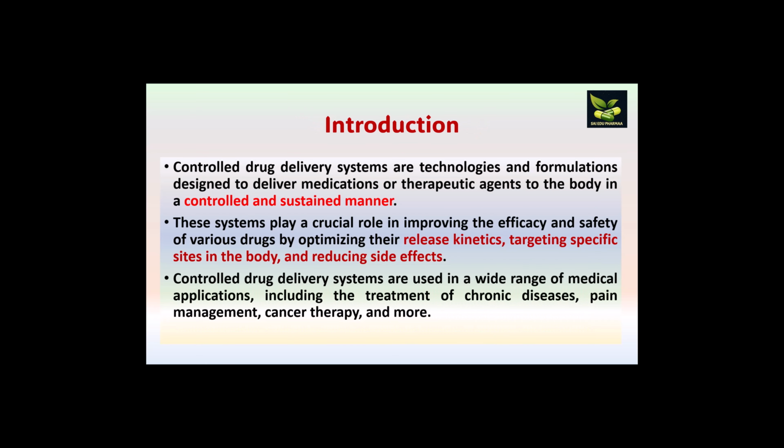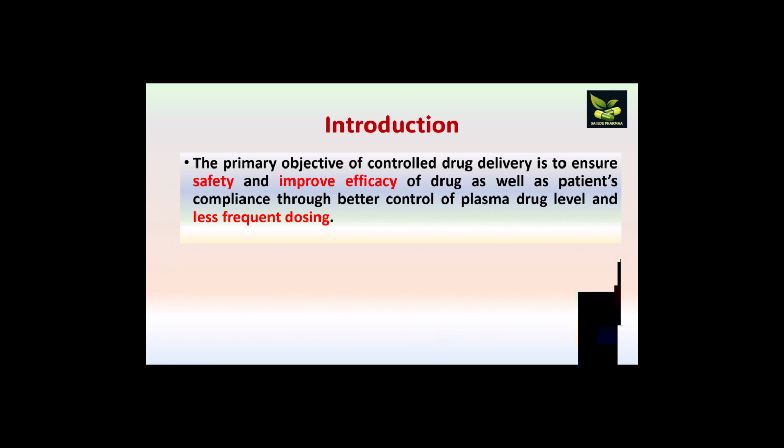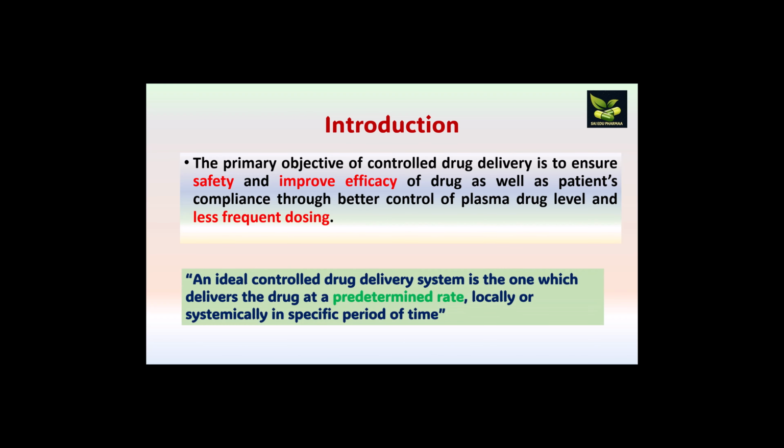So as we all know, what are control release systems? They are specially designed to deliver drug in a controlled and sustained manner, and this is achieved by controlling the release kinetics or by targeting specific sites in the body and thereby reducing the side effects. So the primary objective of these systems is to ensure safety and improve efficacy of the drug, as well as to achieve patients' compliance through better control of plasma drug level and thereby reduce the frequency of dosing.